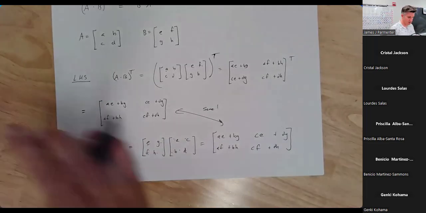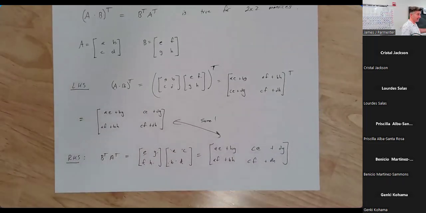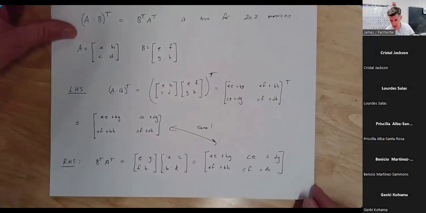So that's kind of how you would show something, like if someone asks you to show something is true for any 2x2 matrices, you make them very general. You don't pick actual numbers. You're like, oh, here's some 2x2 matrices. Multiply them together.